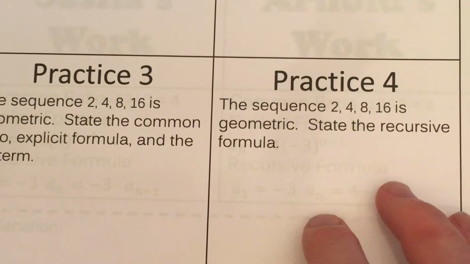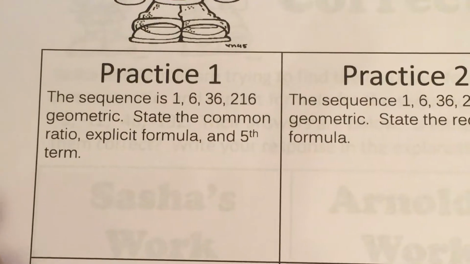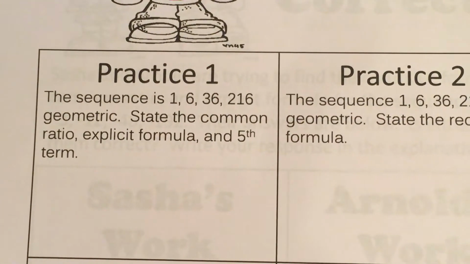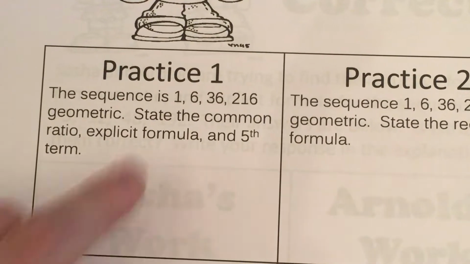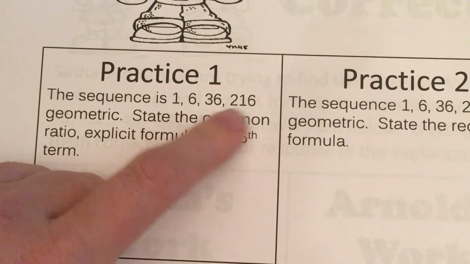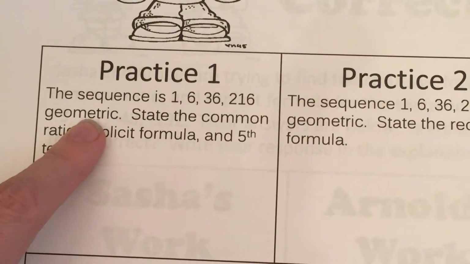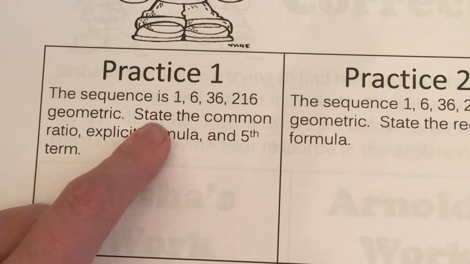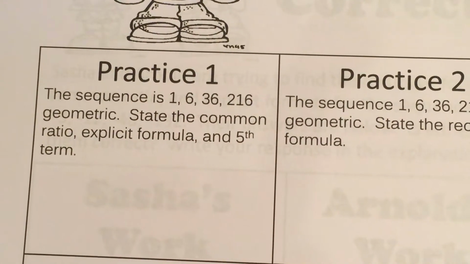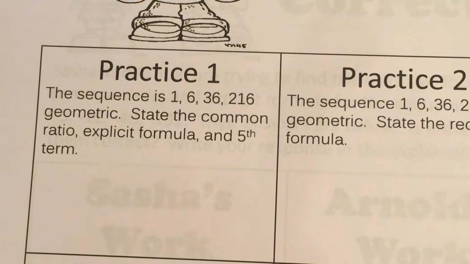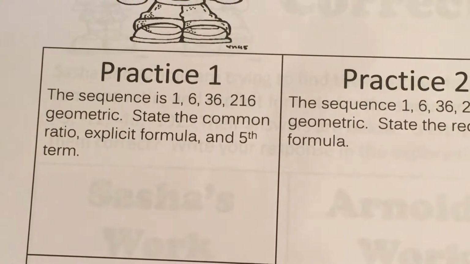So, geometric sequence with a little bit of extra practice. Alrighty. So, practice number 1. The sequence is 1, 6, 36, 216. Great. And it is geometric. Good. State the common ratio, the explicit formula, and the fifth term. So hopefully this is starting to click. Pretty nice. So let's do that.